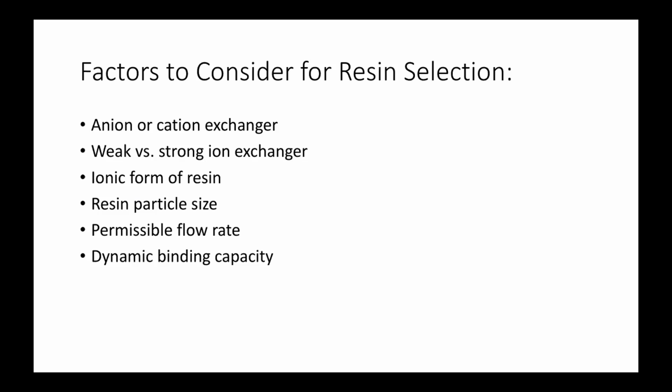That basically talks about how much protein the resin can actually bind to itself. So when you're thinking about what you want to isolate, these are all things that you need to consider for your resin.